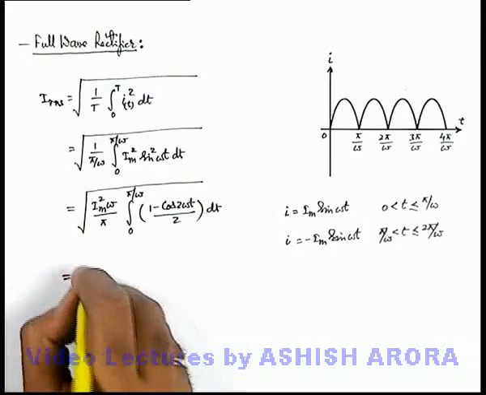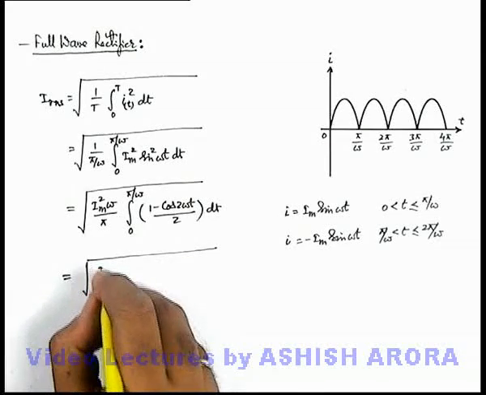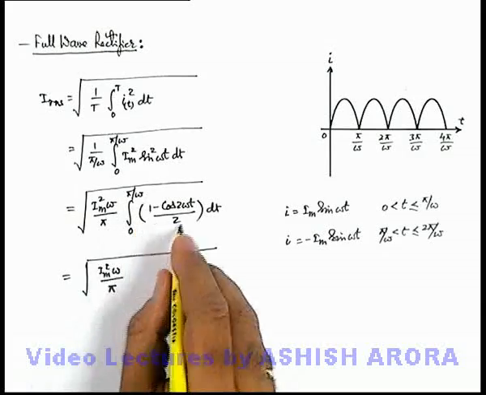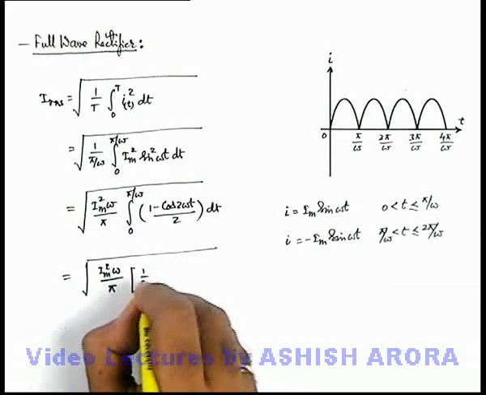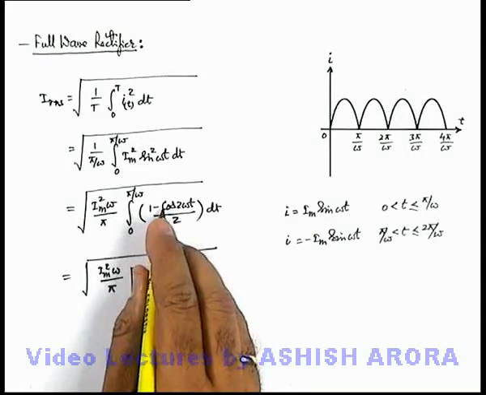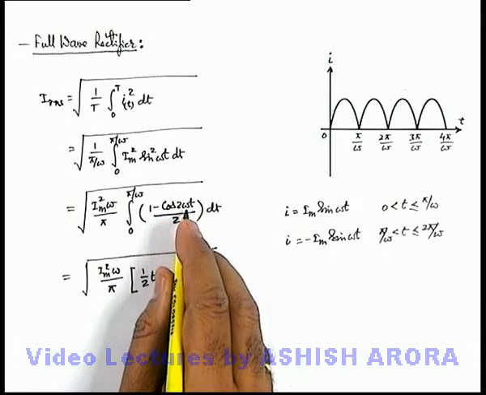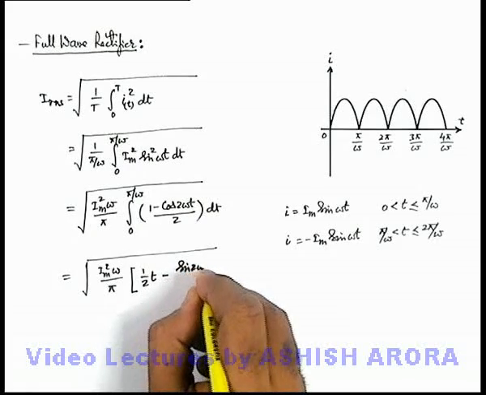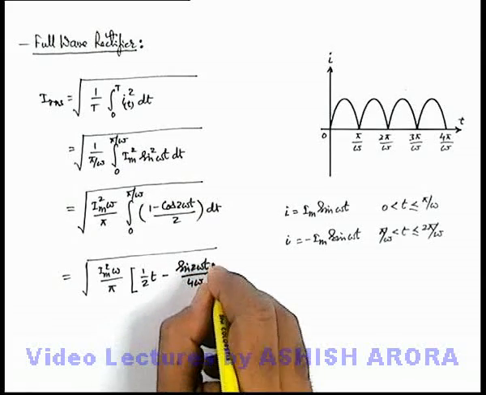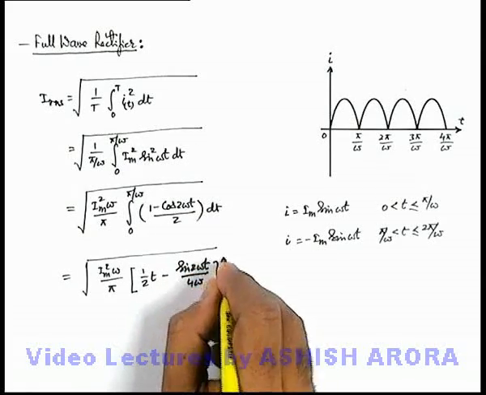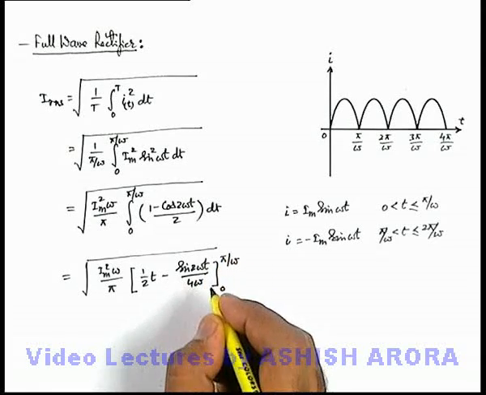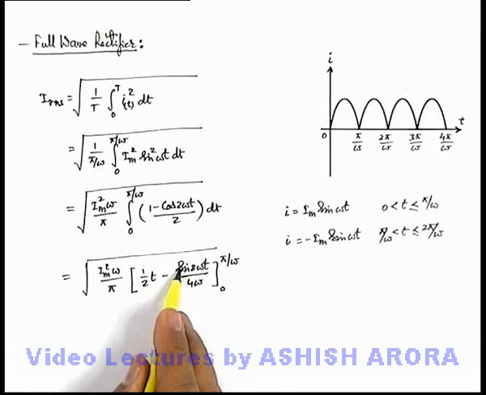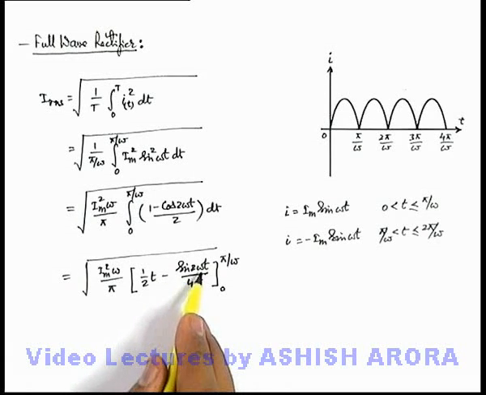Now on integrating we'll get the root of Im square omega by pi, times 1 by 2. On integrating this will become 1 by 2 t minus the integral of cos 2 omega t, which is sine 2 omega t by 2 omega, so this will be sine of 2 omega t by 4 omega. We apply the limits of substitution from 0 to pi by omega. On substituting the limits, the second term will vanish because sine 2 pi is 0 and sine 0 is also 0.